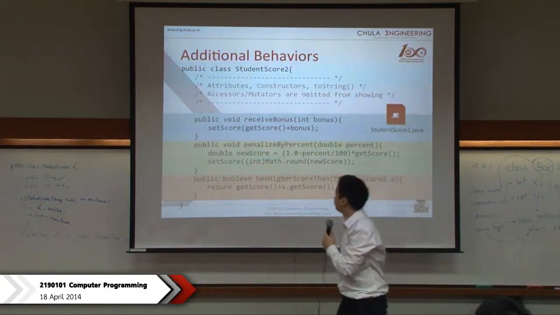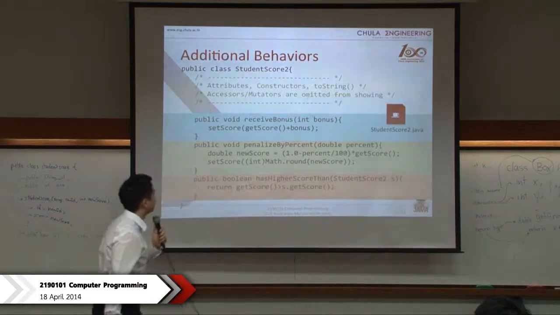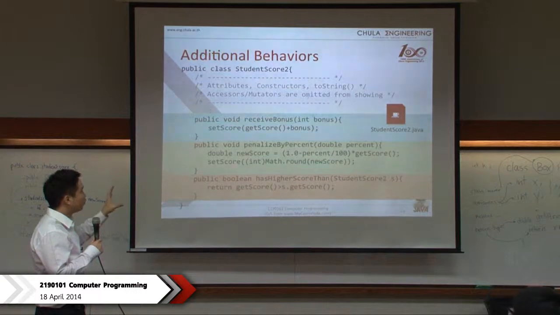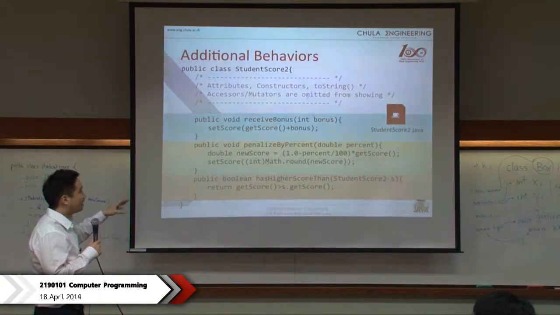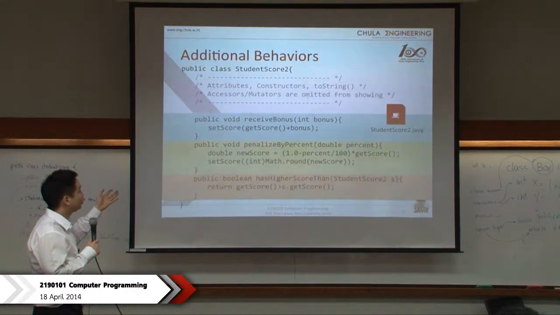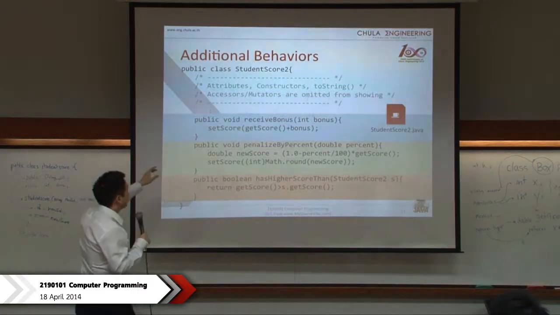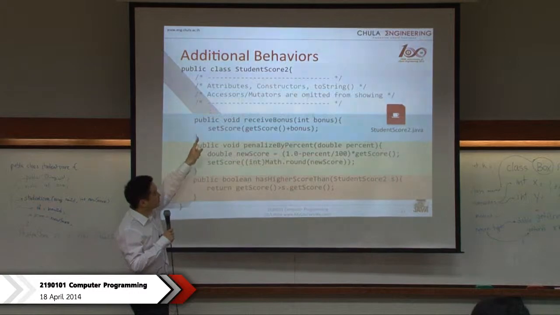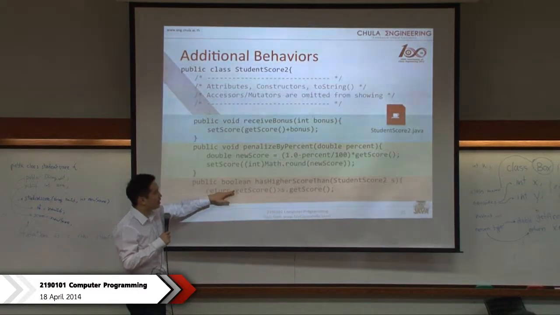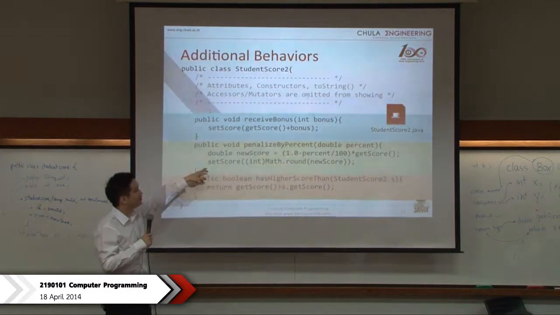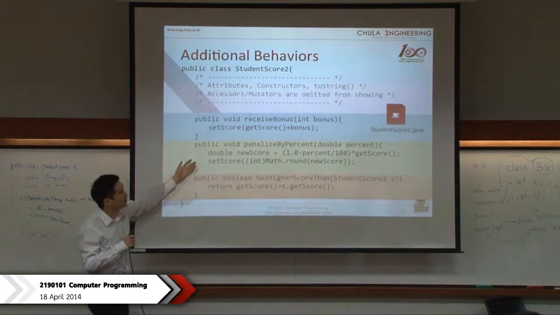Oh, never mind. We didn't cover this part, but additional behaviors. So we're now adding additional behaviors to the student score class. We're adding receive bonus, penalized by percent, and has higher score than the other student or not. And again, if you go through this, very easy, right?